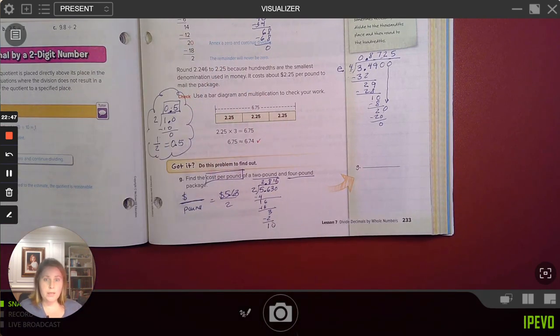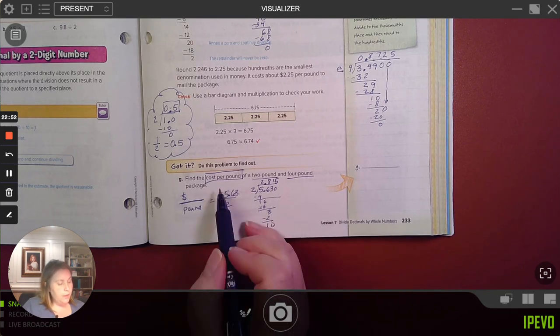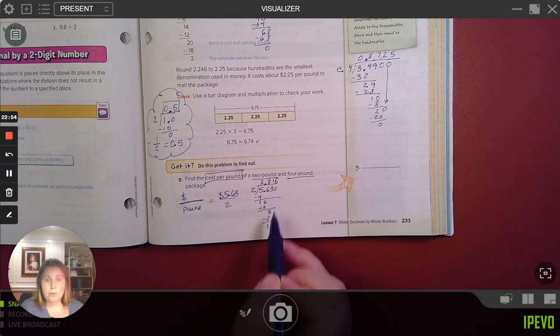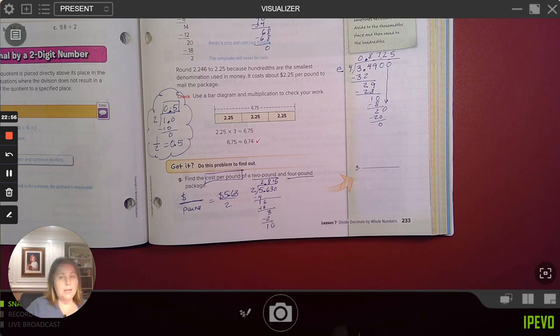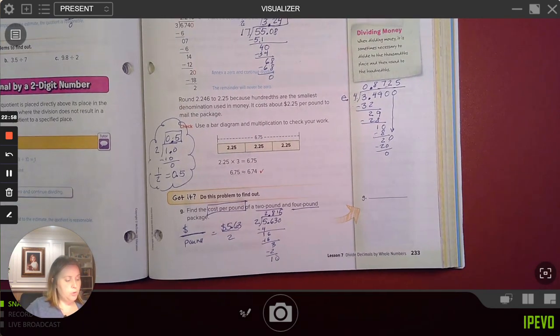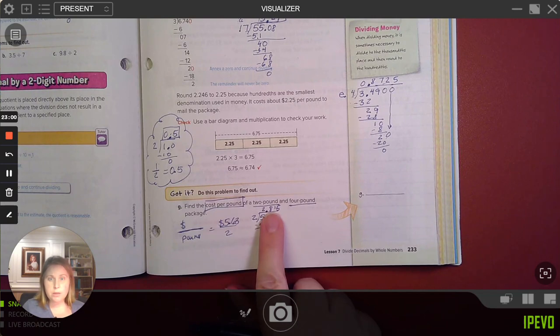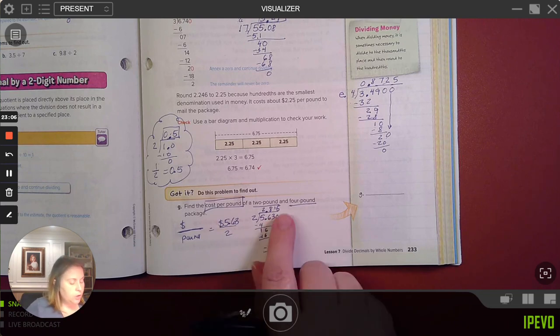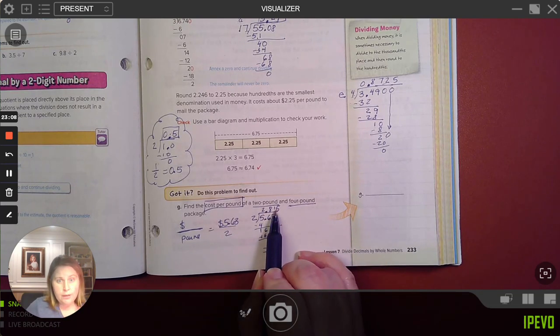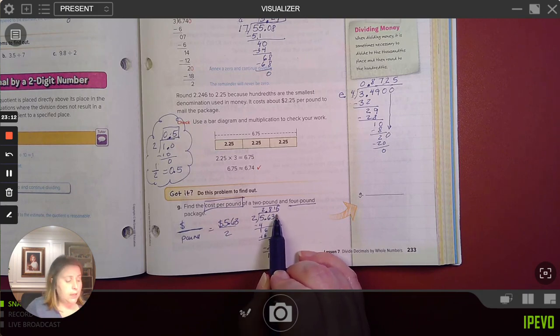So it's $2.815 per pound, except we wouldn't say $2.81.5, right? We would say $2.80 what cents. Well, look at the number. Here's our 1. The number after it, is it a 5 or higher? Yes, it is. So we would round this to $2.82.